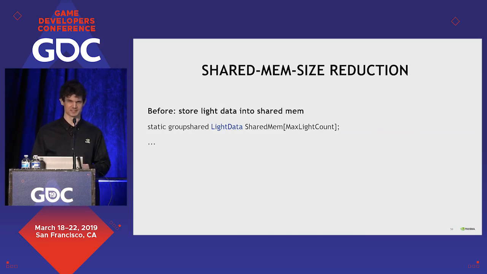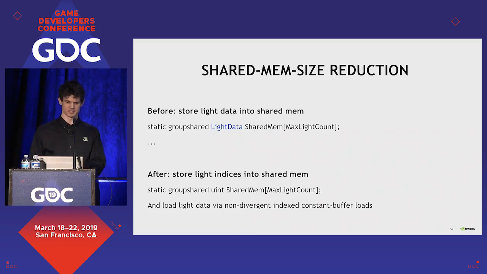But really, this light data is coming from a constant buffer. And it's a shading path. So it's accessing this light data in a uniform way where every thread is fetching the same light data at the same time, in lockstep. So what we've done is, instead of storing the light data in the shared mem, we store an index to the light data. And whenever we actually need to shade that light, that's the place where we fetch the constant buffer. And because these are uniform, there's very, very good performance for constant buffer loads at that time.